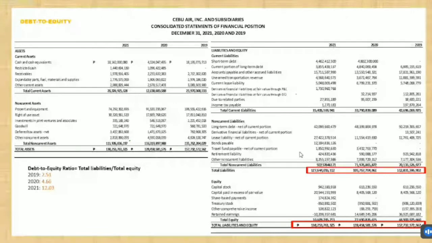However, kung titingnan ito ng ibang investor, looking at the bright side, we can't conclude that because they have high leverage ratio, they are struggling. So, even mataas yung kanilang debt to equity and mataas yung leverage nila, hindi natin ma-assume na nag-struggle sila kasi may ibang investor na nag-think na ito ay paraan ng company para to further stimulate growth.